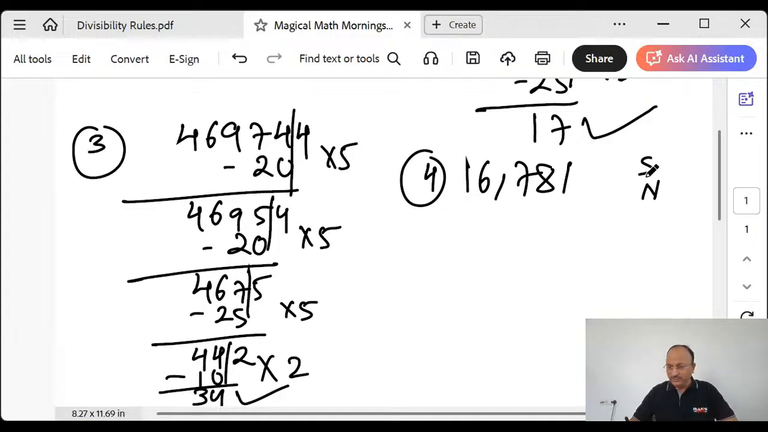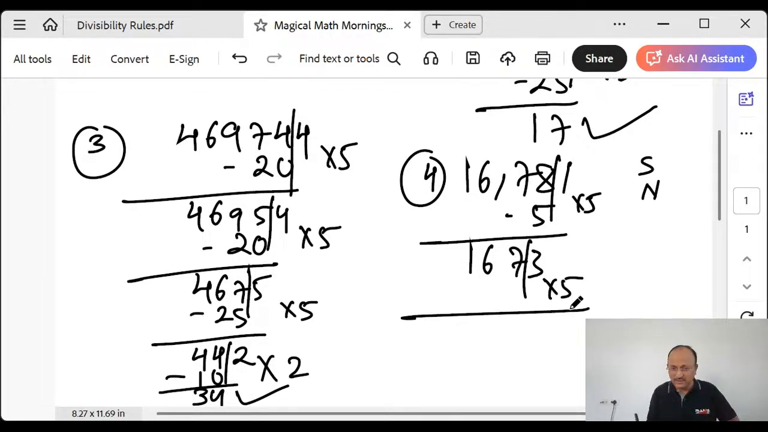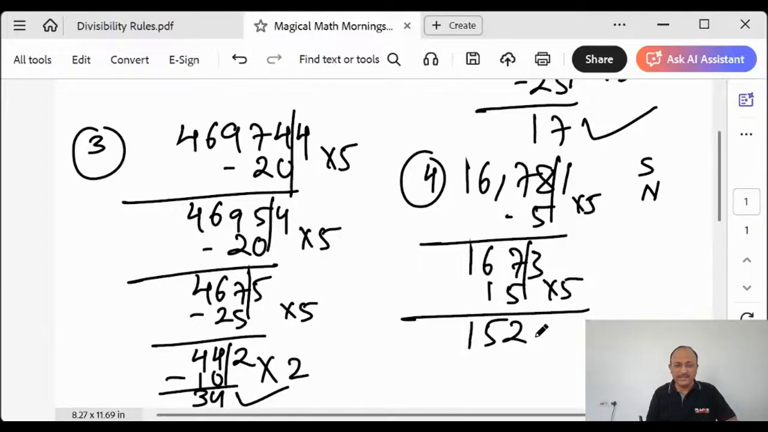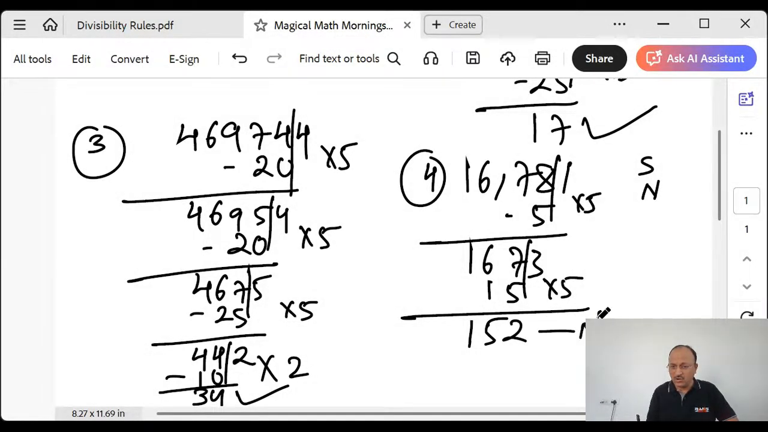16781, you are telling it's not divisible by this. Correct? Multiply the last digit by 5 and then subtract. It will come to 1673. Again, times 5: 5 threes are 15, 7 minus 5 is 2, and we get 152. Is 152 divisible by 17? 17 nines are 153. You know that. Therefore, it is not divisible by 17.